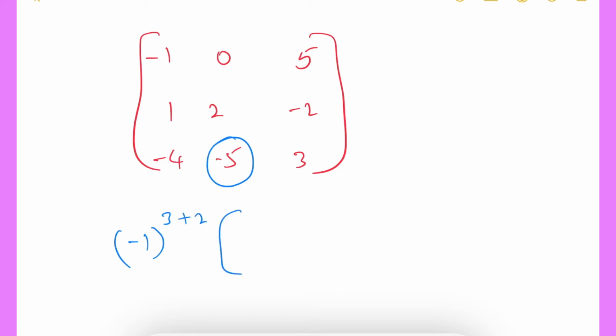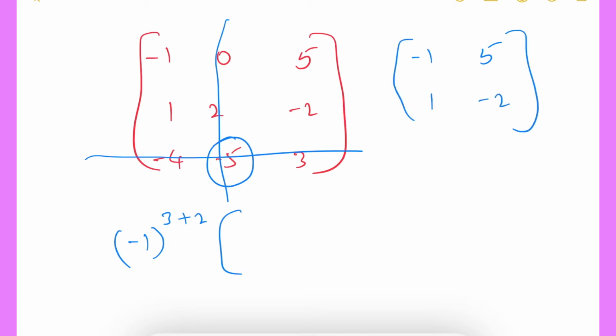Now, in which row number minus 5 is there? Remove the total row as well as total column. Then remains with minus 1, 5, 1, minus 2. For this 2 by 2 matrix, we need to find out the determinant. So, minus 1 into minus 2, minus 1 into 5.